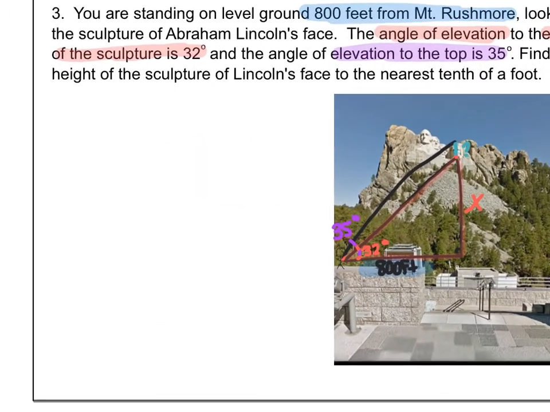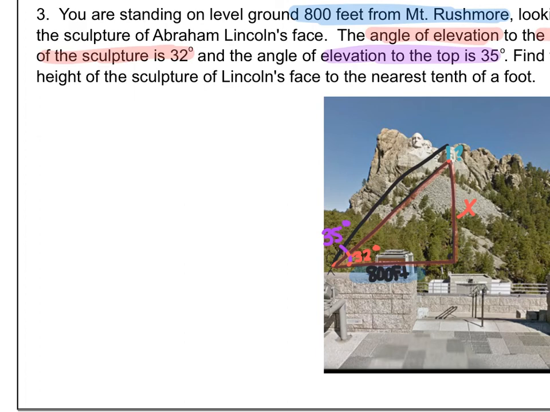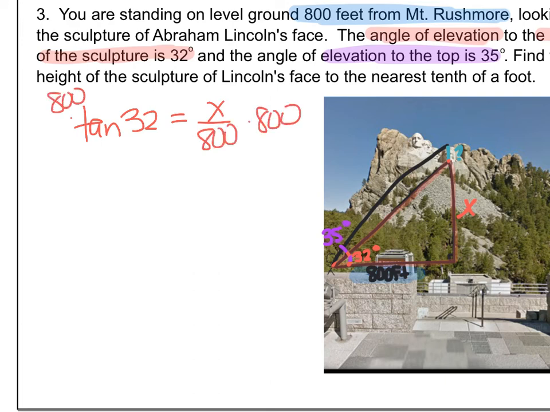So zoom back out. If I want to find x right now, I'm going to use, that's opposite and adjacent. So I'm going to use tangent. So it's going to be tangent of 32 degrees is equal to x over 800. Times both sides by 800. And I would get x is equal to 499.9.